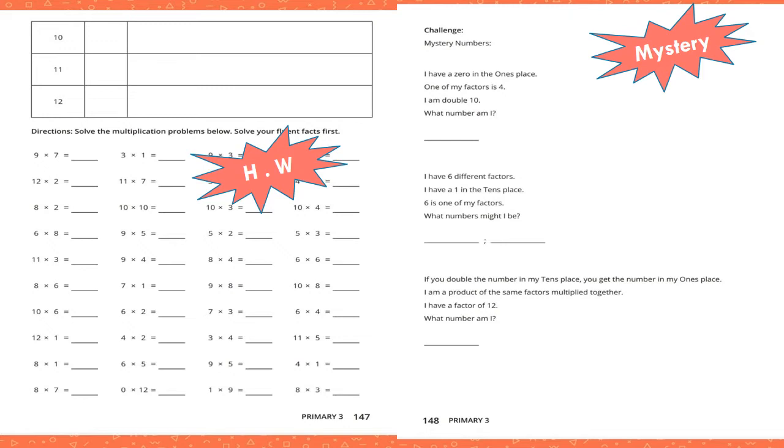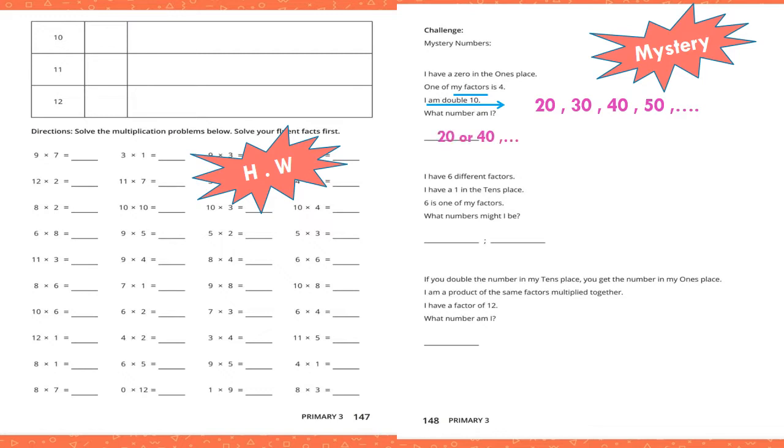Now, let's move to this challenge and get the mystery number. I have a 0 in the ones place. One of my factors is 4. I am double of 10. What are the doubles of 10? The numbers that have 0 in their ones place, like 20, 30, 40, 50, and so on. So, which of these numbers has 4 as a factor? 20 is 4 times 5, and 40 is 4 times 10.